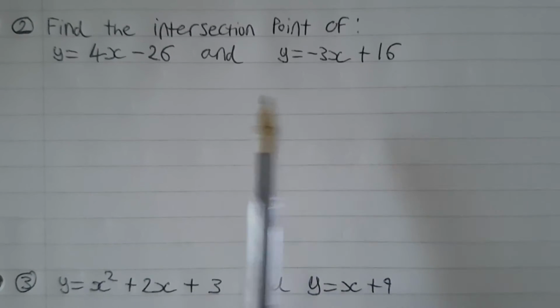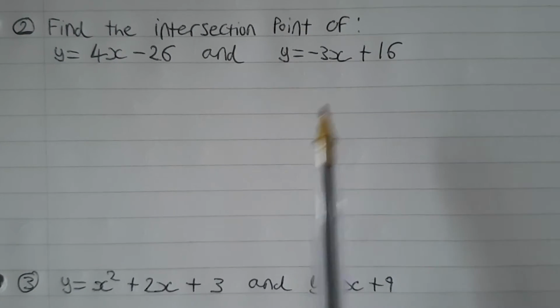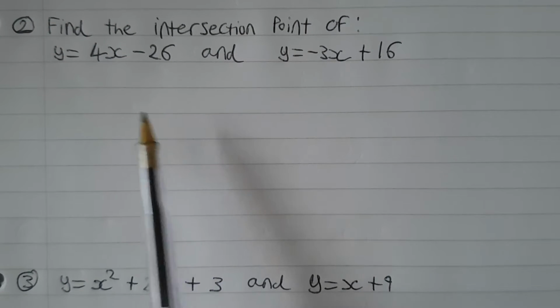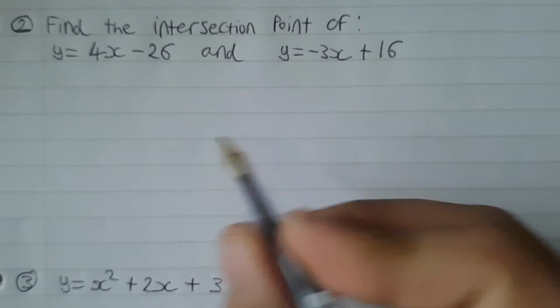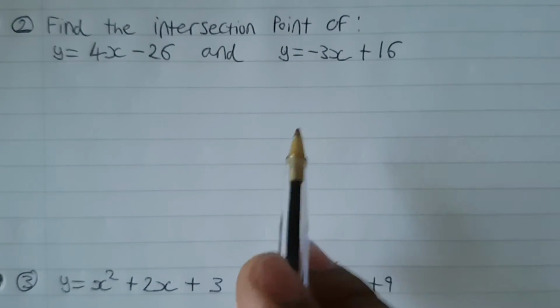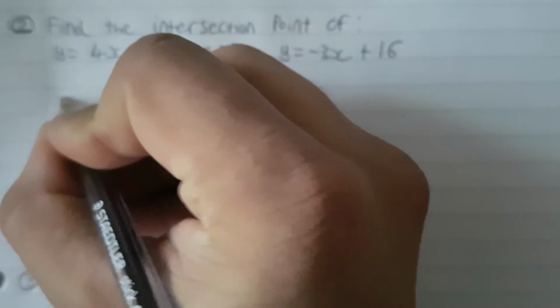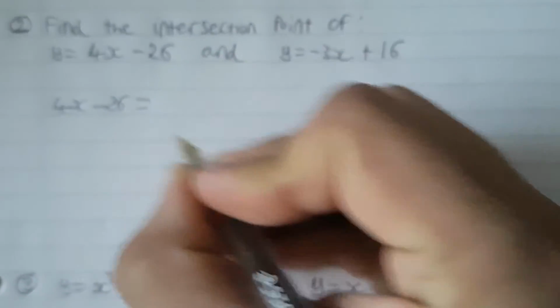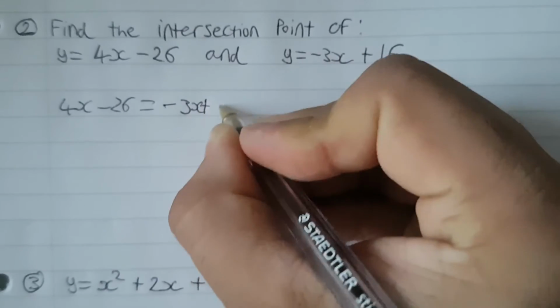Find the intersection point of these two equations. y equals 4x minus 26 and y equals minus 3x plus 16. It's similar to the first example, it's just written in a different format. So we have y equals 4x minus 26 and y equals minus 3x plus 16. So we can just write that as 4x minus 26 is equal to minus 3x plus 16.